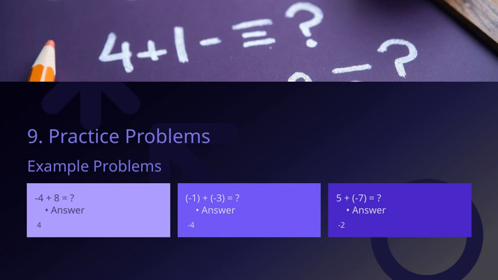Finally, let's look at 5 plus -7. Here, you're starting at 5 and then moving 7 steps backward because of the -7. Since 5 minus 7 is -2, the answer is -2. These practice problems are great for solidifying your understanding of adding positive and negative numbers, which is a key part of mastering this topic and connecting to our overall goal of working confidently with different types of numbers.